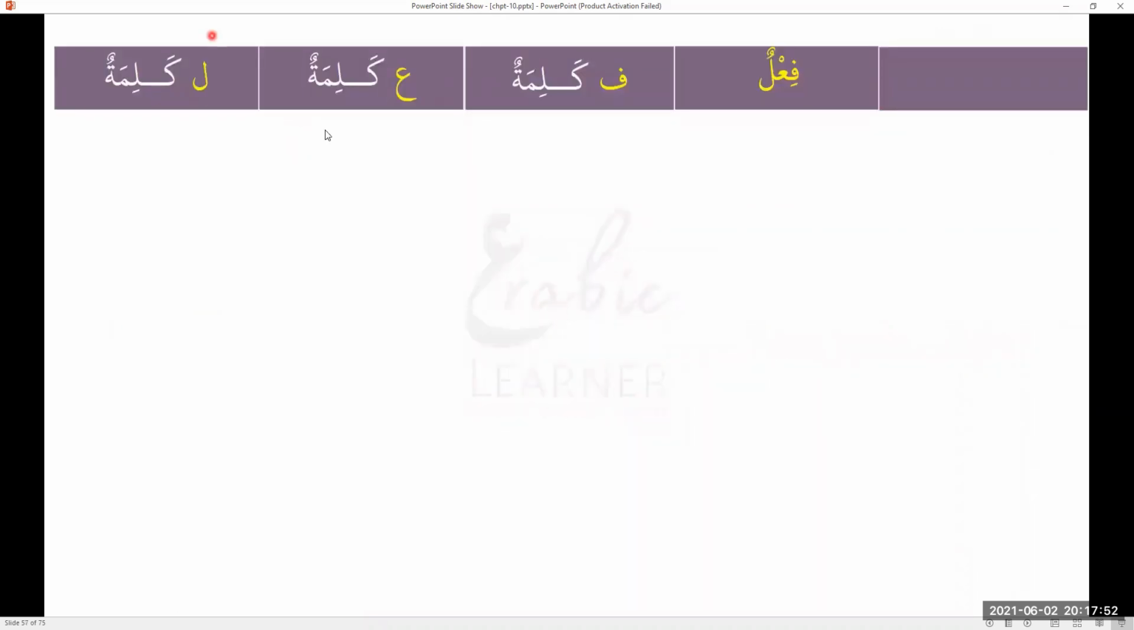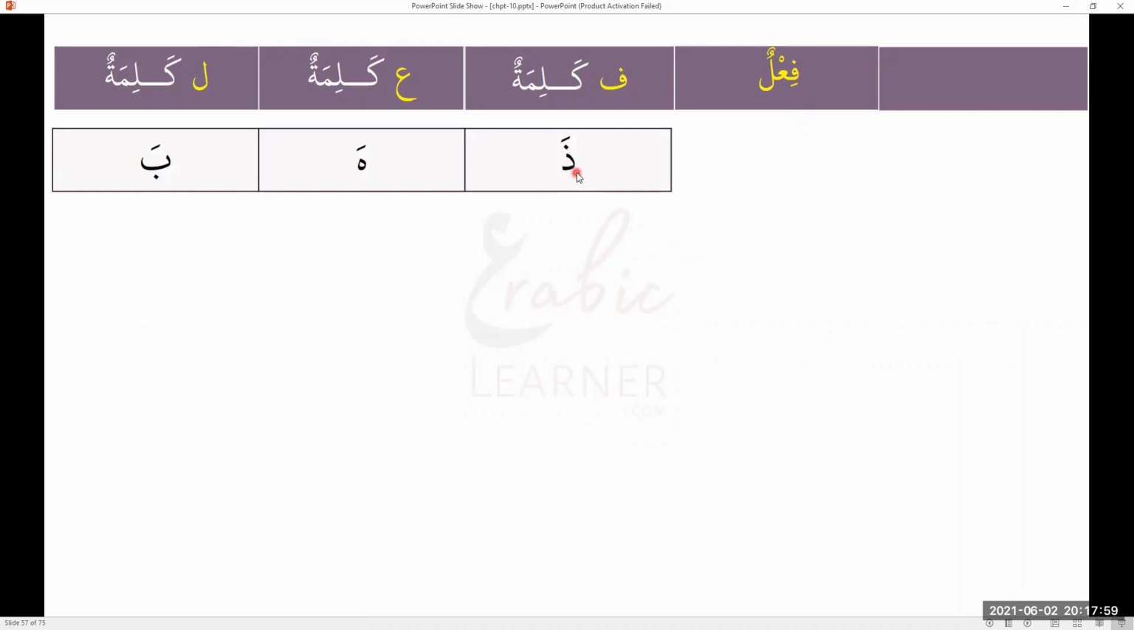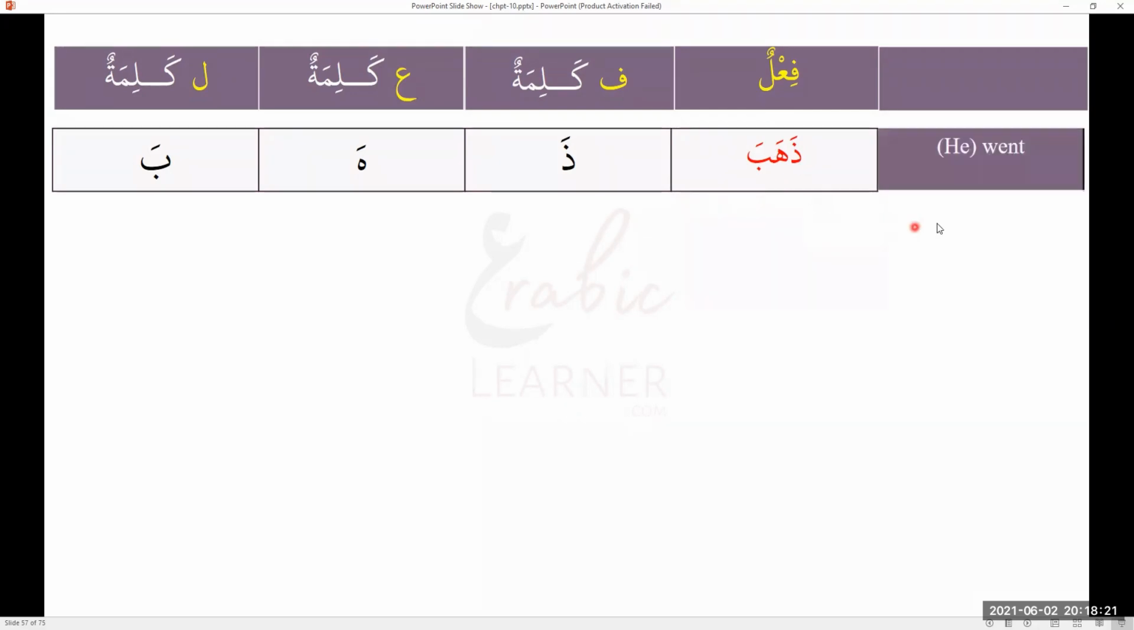Okay, let's see more examples. So we will put different things here. In fa kalima, I will put the dhal, in ain kalima ha, and in lam kalima ba. What product you'll get? You'll get zahaba. And as I mentioned, by default, fi'lul madi have the meaning of he hidden in it. Means he went. In English, I will just say went. But there is a sense of he hidden here. He went.